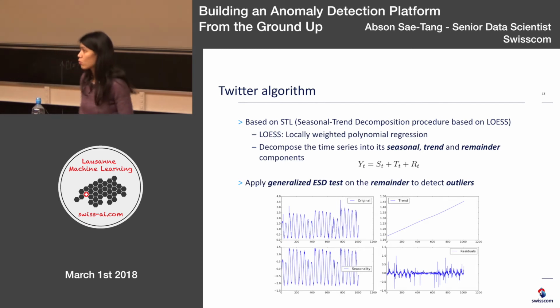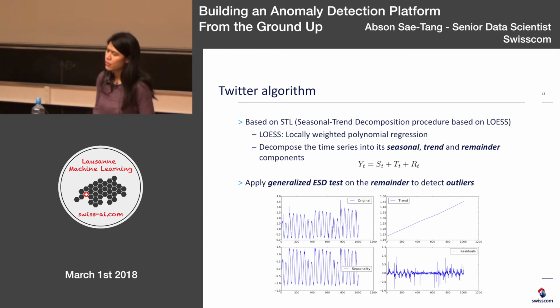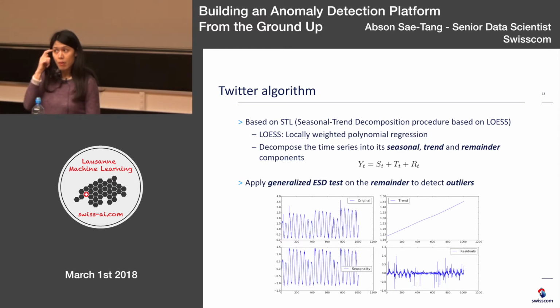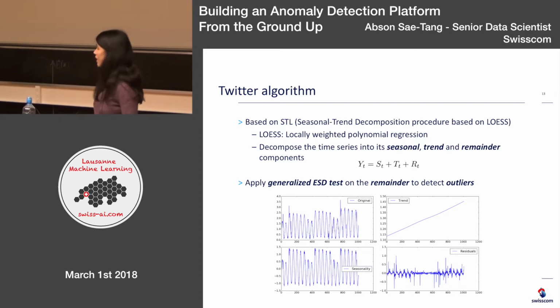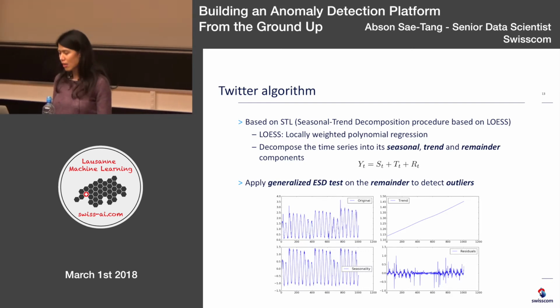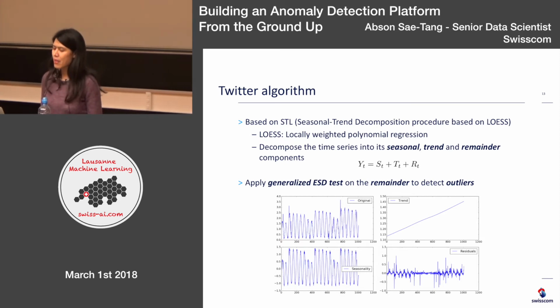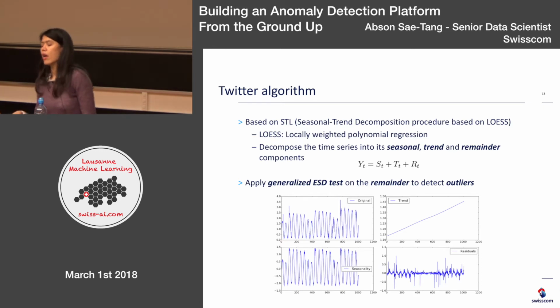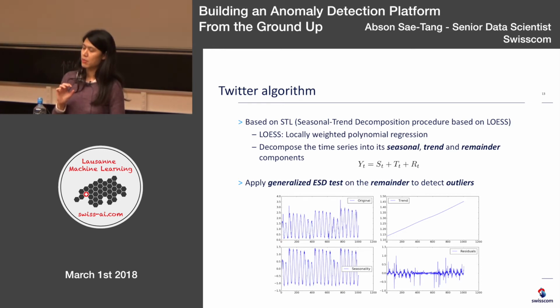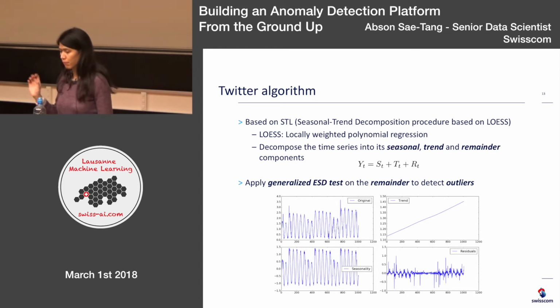We also experimented with the Twitter algorithm. The Twitter algorithm is an improvement upon the STL procedures. STL stands for seasonal trend decomposition procedure based on loess. As the name suggests, what this method tries to do is to extract from the base time series the seasonal, trend and residual components. You have an example of applying the Twitter algorithm here.